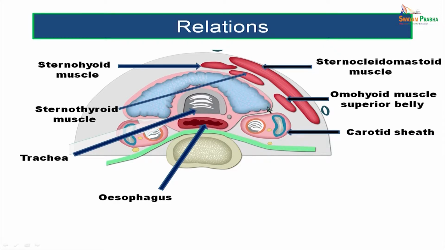When you look at this posterior surface or the posterolateral surface, it is related to this sheath, that is the carotid sheath, and its contents lying within it. This is the common carotid artery, this is the internal jugular vein, and lying between the two in a posterior plane is the vagus nerve. You also find the anterior wall of the carotid sheath in relation to ansa cervicalis. So, all these will form the relations to the posterolateral surface of the thyroid lateral lobe.